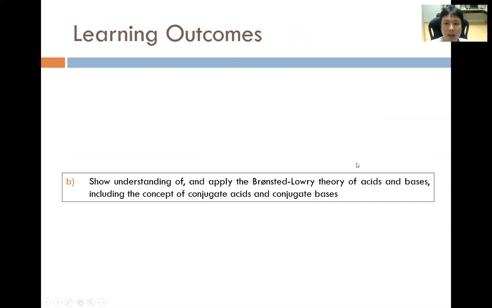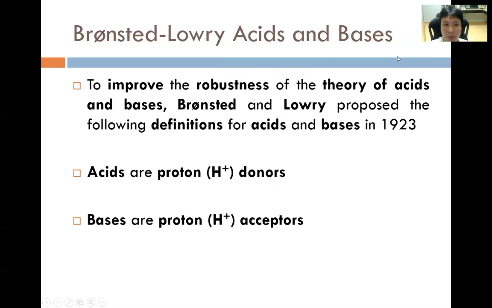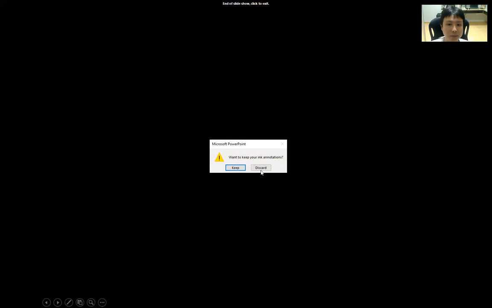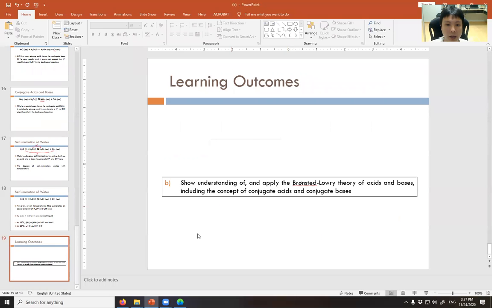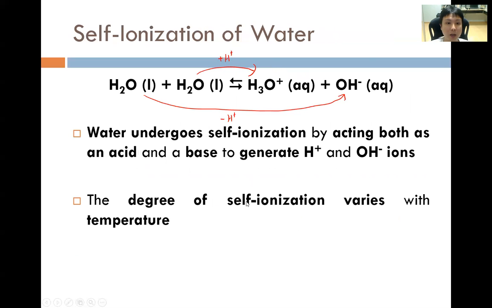So that's all the content that I have for this video. As a recap, we discussed learning outcome B, whereby we show understanding of and apply the Brønsted-Lowry theory of acids and bases. I remind you again, the definition for Brønsted-Lowry theory of acids and bases is that acids are proton donors and bases are just proton acceptors, simple as that, with no requirement for any substances to be in the solution phase or aqueous phase. And again, the concept of conjugate acids and bases, as we have discussed.